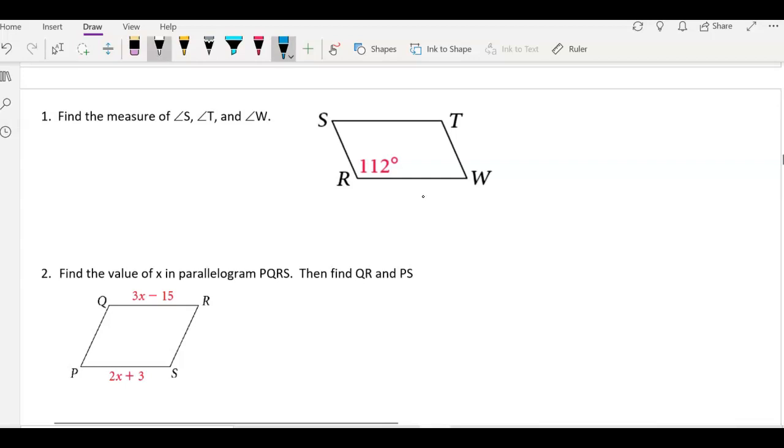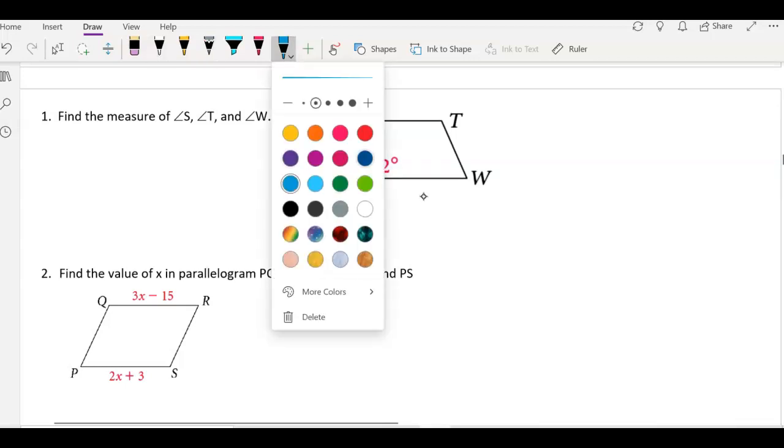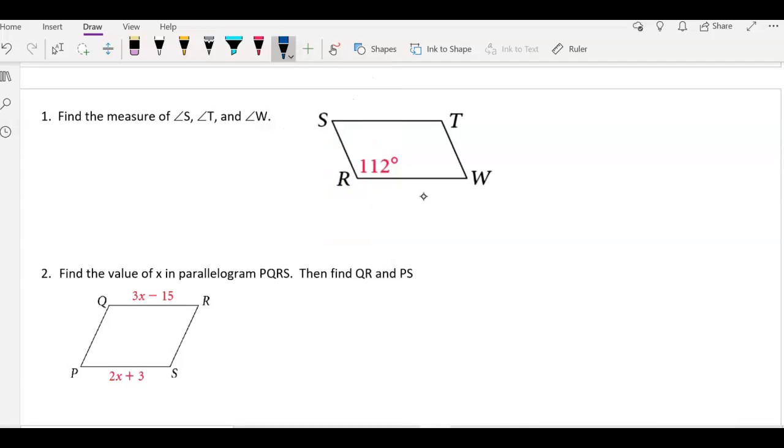If we had to find the measure of angle S, T, and W, well, if we know that opposite angles are congruent, if angle R is 112, I know that angle T is 112. But what's another property? Well, if these lines are parallel, we said adjacent angles are supplementary, right? So we can find angle S by doing 180 minus 112, which is 68 degrees. Now, if angle S is 68 degrees, what's angle W going to be? Since they're opposite angles, 68 degrees. All right.